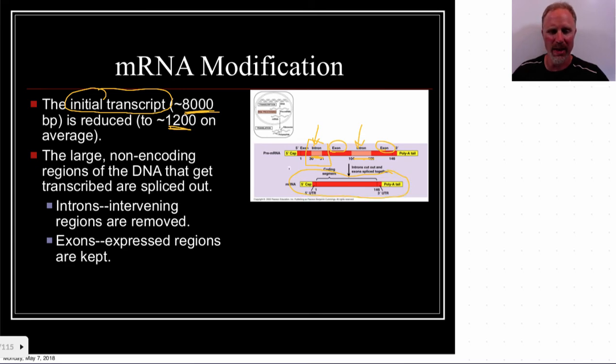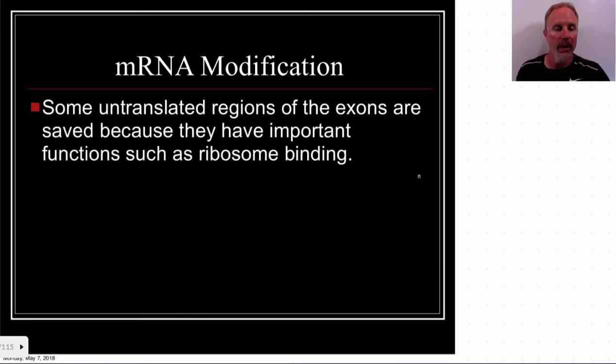And then we're going to modify the ends. We have a 5' cap and a poly A tail, and that poly A tail prevents it from being degraded in the cell, and the 5' cap is going to facilitate attachment to the ribosome. So you're going to want to make sure that you know those things and what those are used for. Okay, so some of the untranslated regions of the exons are saved because they have important functions, for instance, like the ribosome binding, like we were just talking about with that 5' cap. So there are some regions that really aren't going to code for the protein as much as they are going to facilitate attachment to the ribosome.